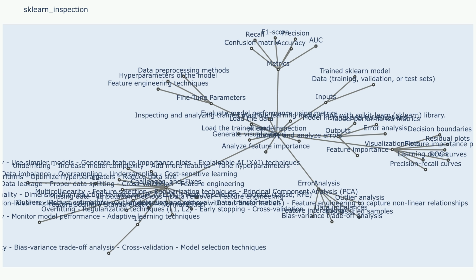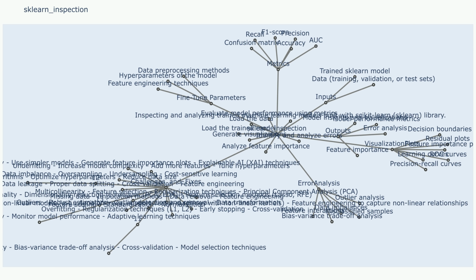Sklearninspection refers to the process of examining and understanding the behavior and performance of a trained machine learning model built using the scikit-learn (sklearn) library in Python. This involves analyzing various aspects of the model, such as its internal structure, feature importance, prediction accuracy, and potential biases.